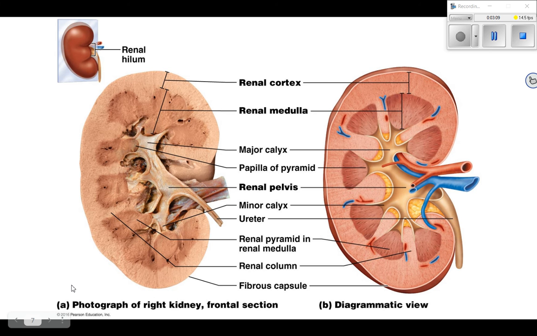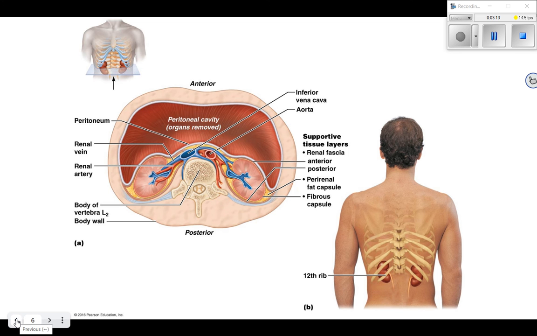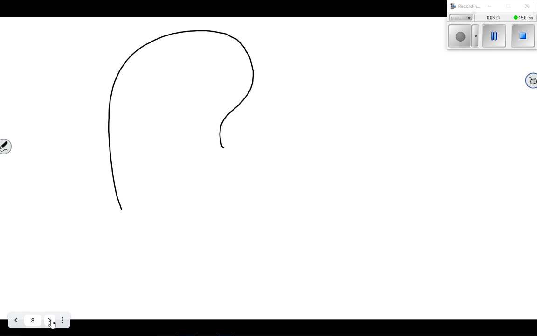There is a blank screen so that we can draw a kidney together. I'm going to start off by trying to draw something that's roughly bean-shaped. The outside of the kidney is called the fibrous capsule. It's made of connective tissue. It holds everything together.